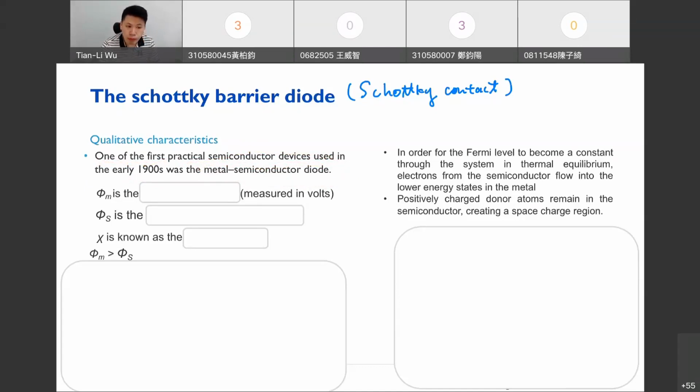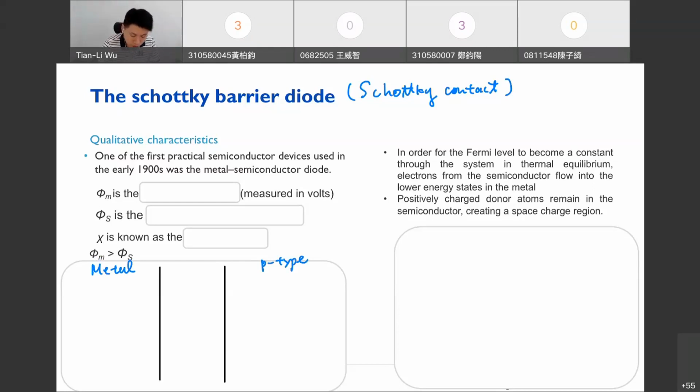So before we go to the real band diagram, we need to first look at the typical case where we haven't put the metal and the semiconductor together, and what the band diagram will look like. So first of all, consider the metal in the left hand side, and you have the p-type semiconductor in the right hand side.